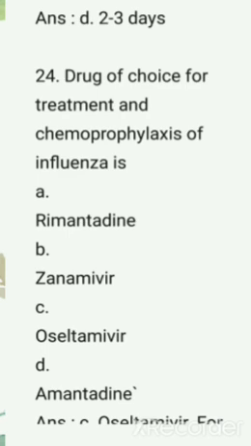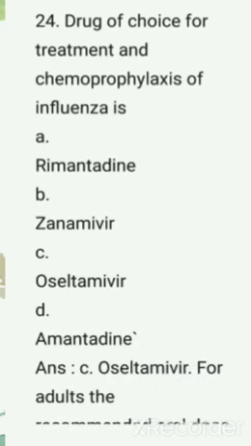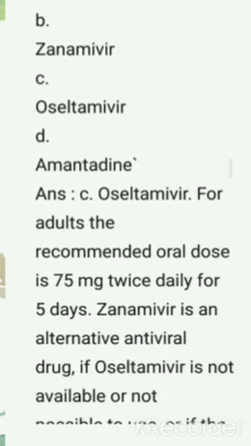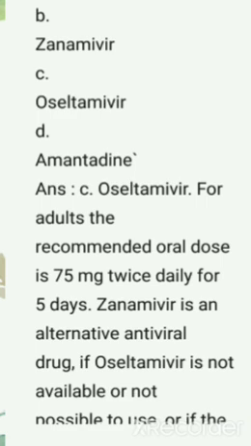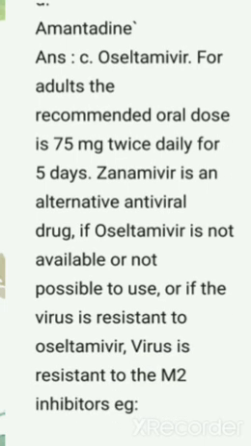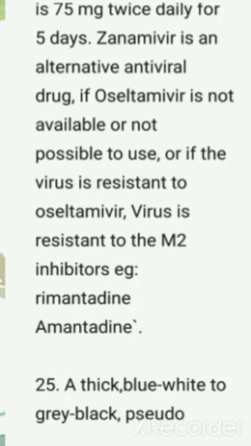Question number 24. Drug of choice for treatment and chemoprophylaxis of influenza is? Options are: A. Rimantadine, B. Zanamivir, C. Oseltamivir, D. Amantadine. Correct answer C, oseltamivir. For adults, the recommended oral dose is 75 mg twice daily for 5 days. Zanamivir is an alternative antiviral drug if oseltamivir is not available or not possible to use, or if the virus is resistant to oseltamivir, or the virus is resistant to the M2 inhibitors, for example rimantadine and amantadine.